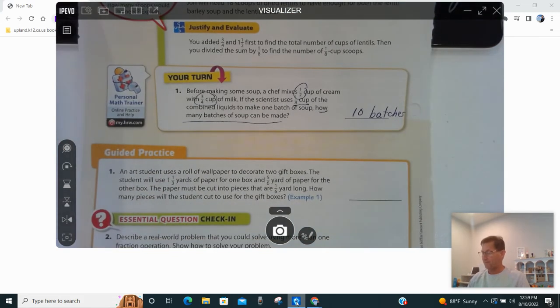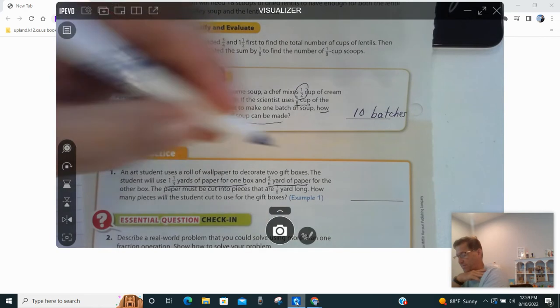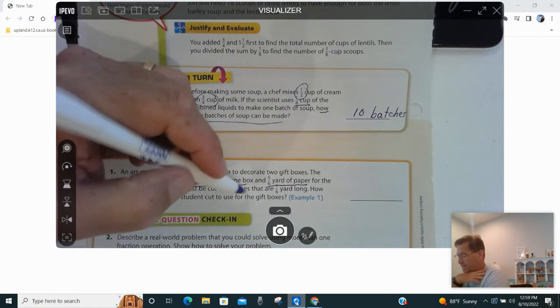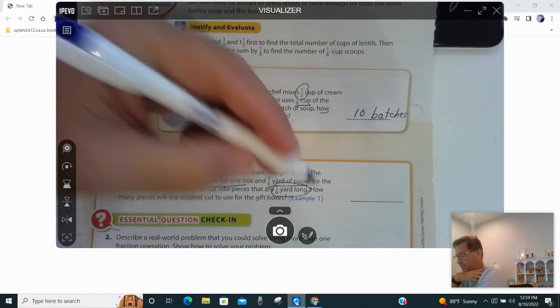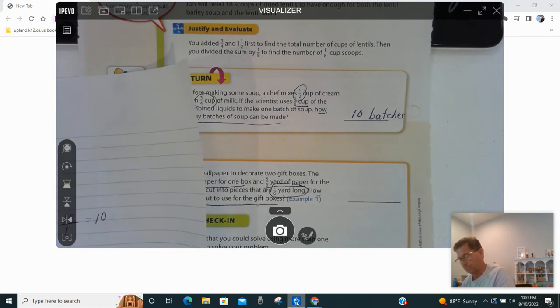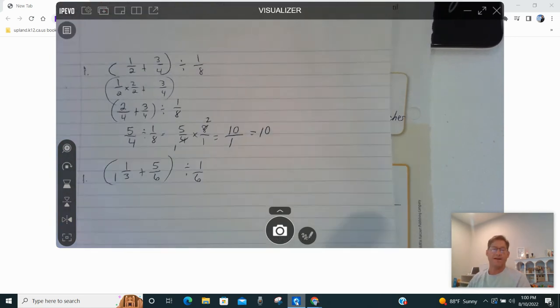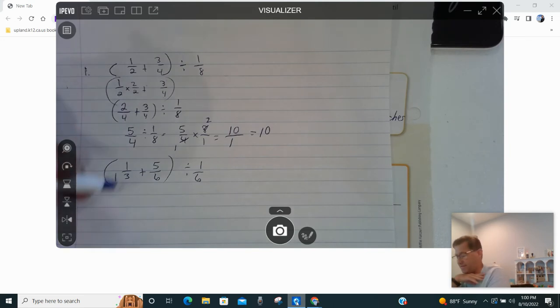All right, number 2. An art student uses a roll of wallpaper to decorate 2 gift boxes. The student will use 1 1/3 yards of paper for one box and 5/6 yard of paper for the other box. The paper must be cut into pieces that are 1/6 yard long. How many pieces will the student cut to use for the gift boxes? Okay, so we're going to be adding 1 1/3 and 5/6, and then we're going to divide that by 1/6 size pieces.